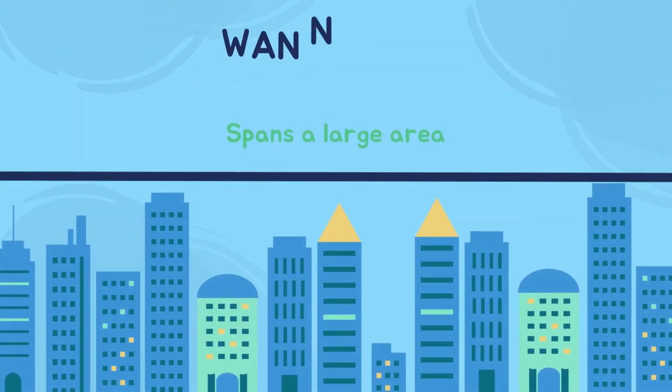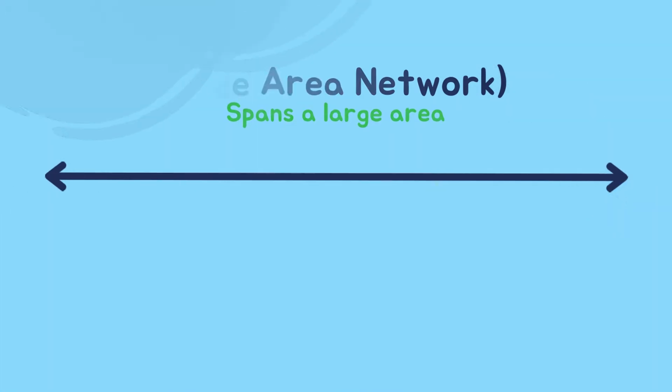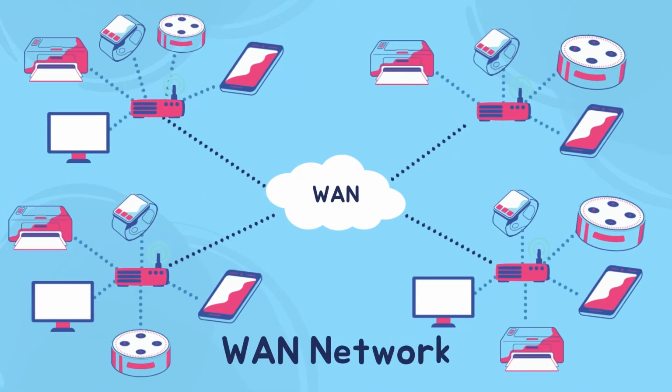These LAN networks are connected to bigger networks, which covers a bigger area. These networks are called WANs, or wide area networks. An example of WAN is the Internet. The Internet is a network of multiple networks. What is the Internet? The Internet is a huge network which allows technology to talk to each other.